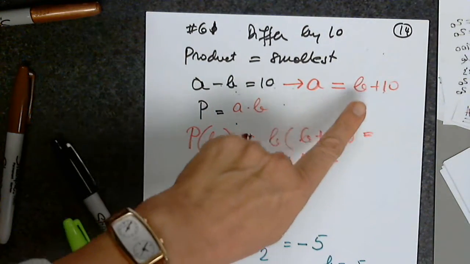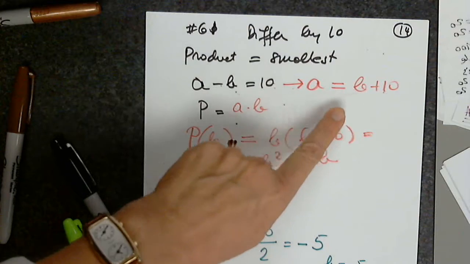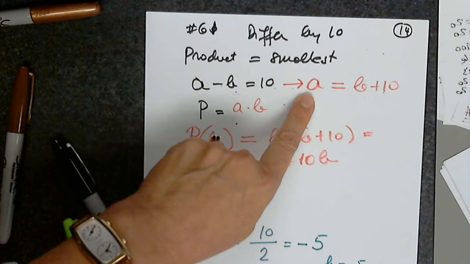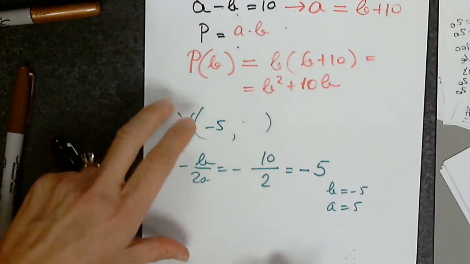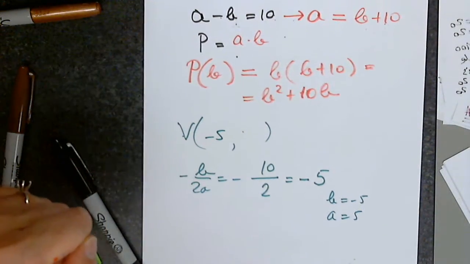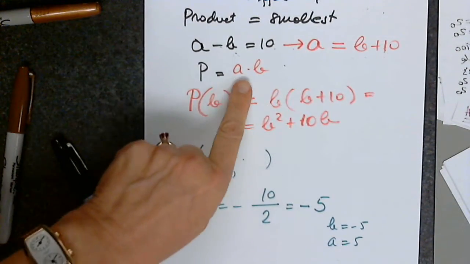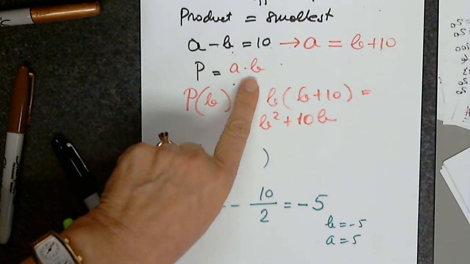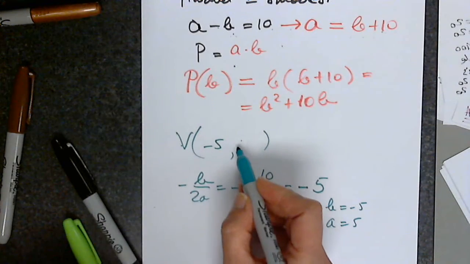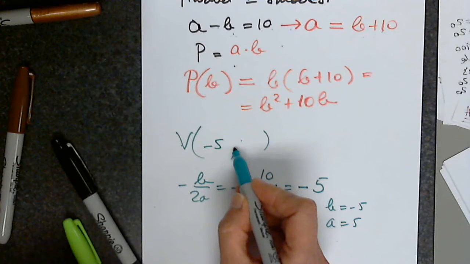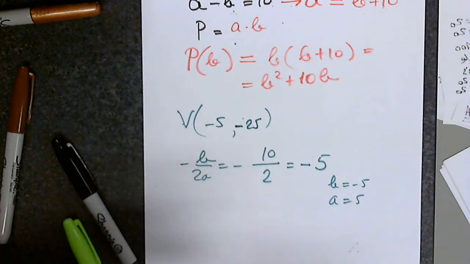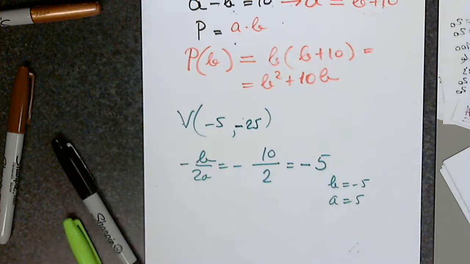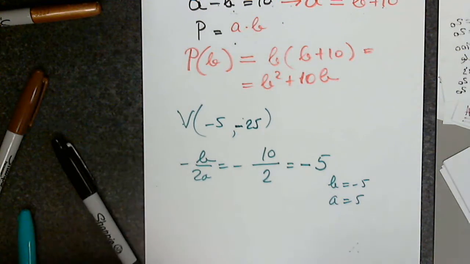Now let's come back here. If b is negative 5, how much is the other number? 5. What will be their product? If a is 5 and b is negative 5, the product is this. What is the minimum product? Negative 25. I have to conclude with one sentence, and I would like you to help me this time to write it.